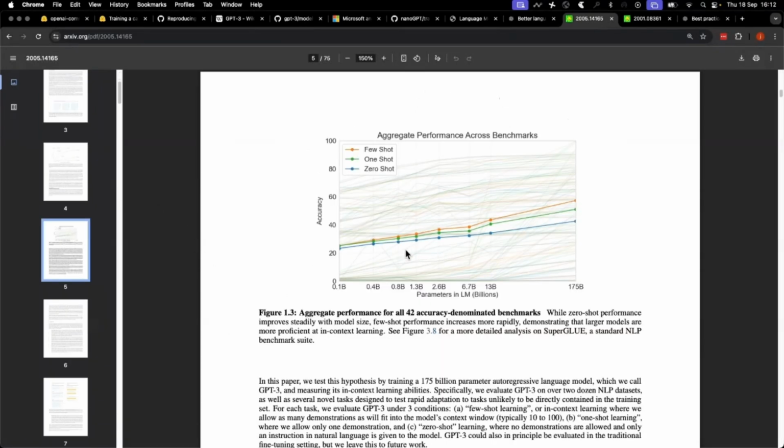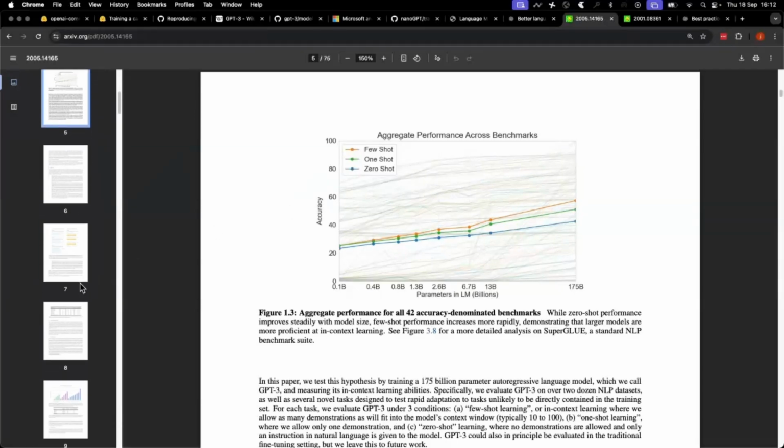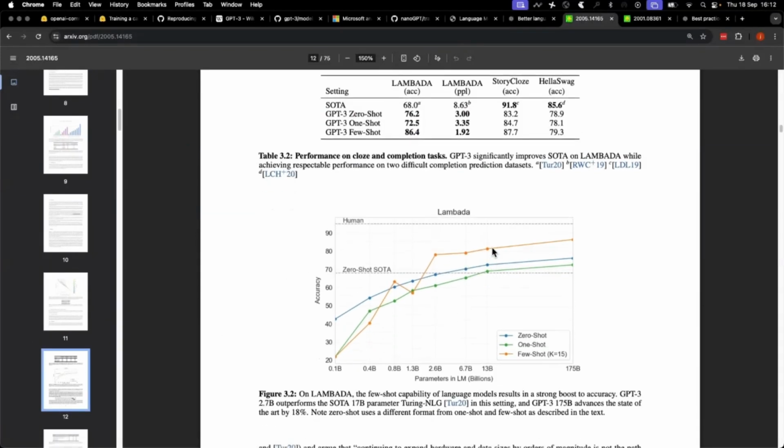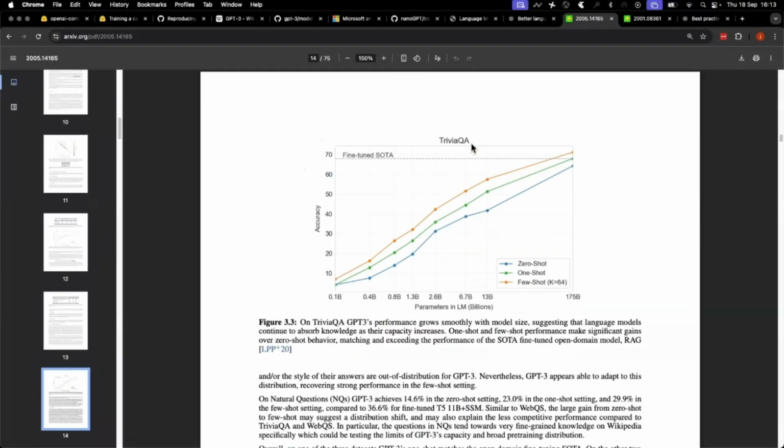Let's look at a few other diagrams in this paper. For example, in this page, we can easily see, based on this chart, that with more parameters combined with few-shot prompt, you always get a better result. Let's see a few other ones. For example, at this page, you get a similar pattern: larger models and few-shot prompt give better accuracy. In this one, for TriviaQA, larger models with few-shot prompt even outperformed the fine-tuned state-of-the-art result.